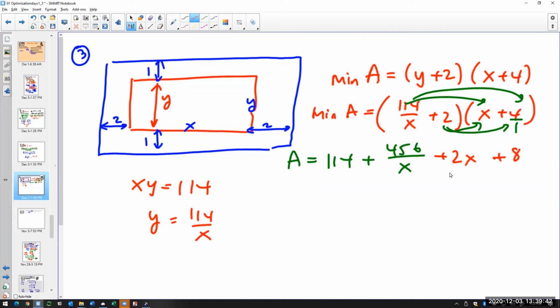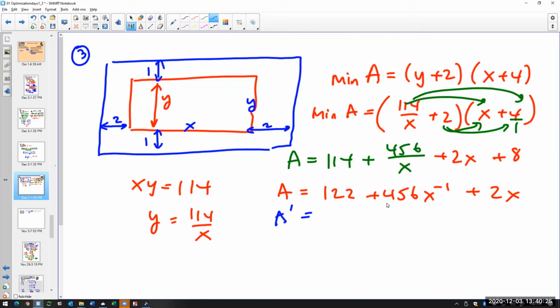Are you okay if I rewrite before I take the derivative? You can take the derivative as is, but it's a little bit hard right here. So I'm going to rewrite it as 114 plus 8, which I believe is 122, plus 456 x to the negative 1 plus 2x. I'm in a good place now, but don't forget to zip your pants. We've done so much work. We think we've done the calculus, but we haven't done the calculus yet. So make sure you take the derivative of both sides. The derivative of A is just A prime. The derivative of 122 is what?